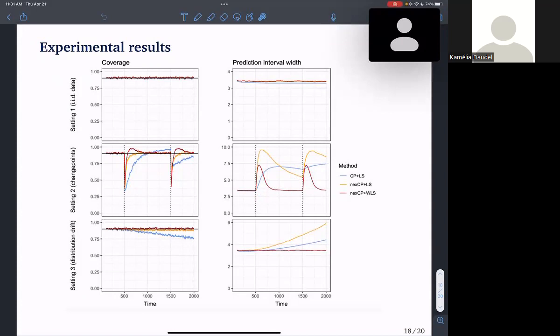And in the last setting, where you have a gradual shift in the distribution, you see that CP plus LS also gradually lowers in coverage, but the red one and the yellow one are fairly consistent, and they have the desired coverage. The prediction interval widths also reflect the same thing. The red one is fairly consistent. The blue one increases slightly, but then the yellow one is fairly high, but you get the desired coverage that you want through the yellow one.